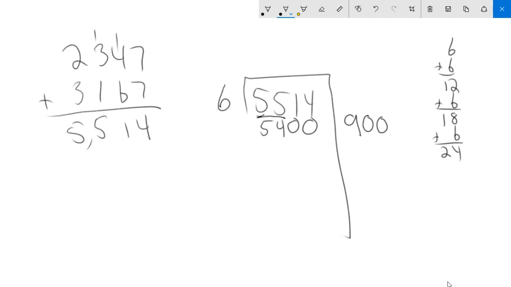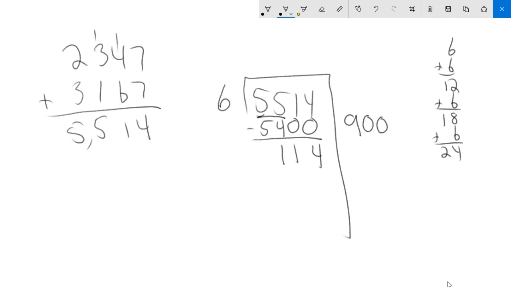Look at how much I'm taking away now. If I only took away 54, I'd have to do this for a long time. But now I've already taken away 5,400. So when I subtract, I have 114 left.